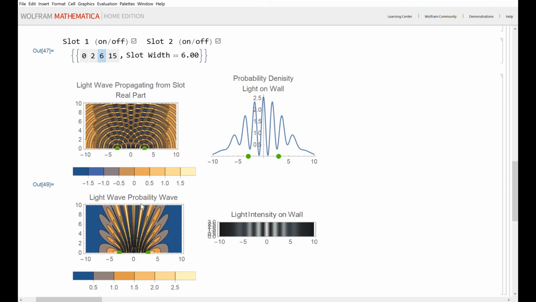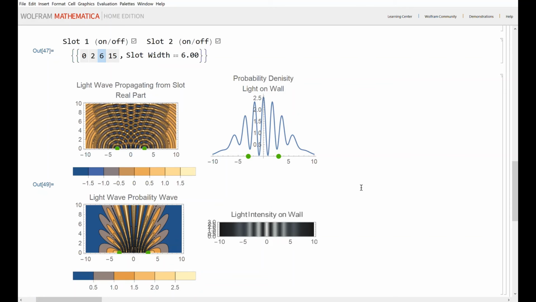And you can kind of see that the center touch is very bright, and you can see these lighter yellow spots as you go out would be a little less bright, and that's exactly what's happening in our interference pattern.